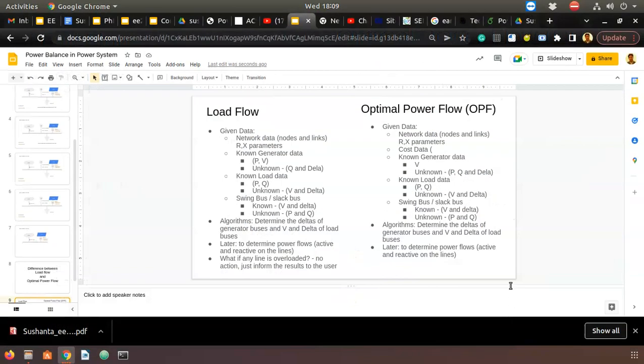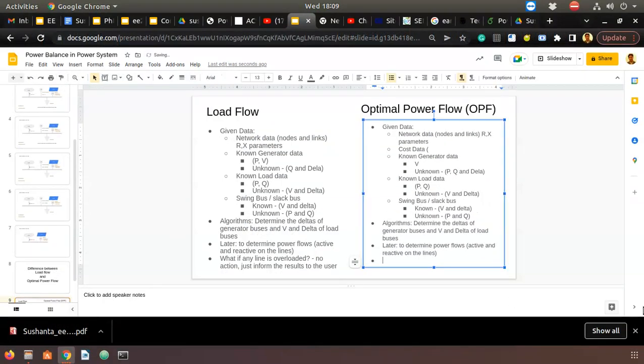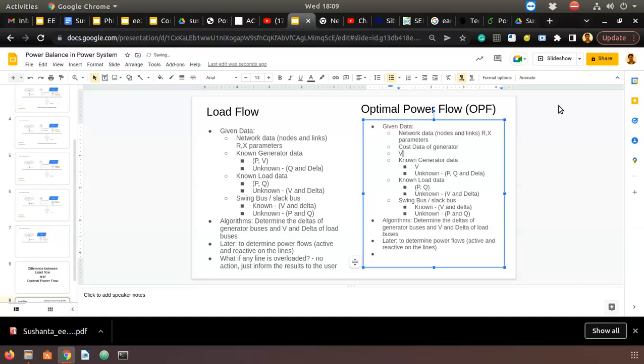Here, what you can do? If the constraint is not satisfied, the main generator itself controls. We know the cost data of the generator, and the line also has constraints. Network or line capacity limits are given.